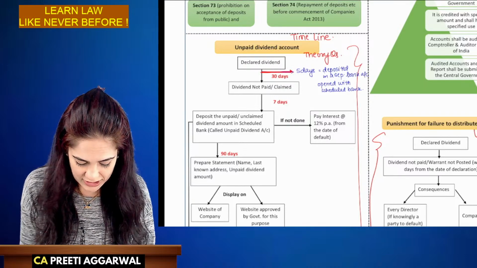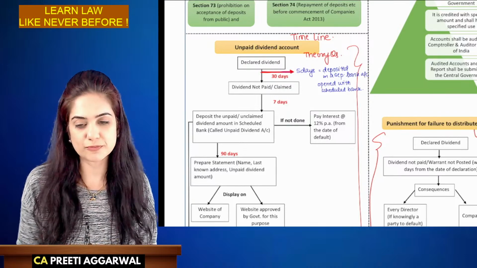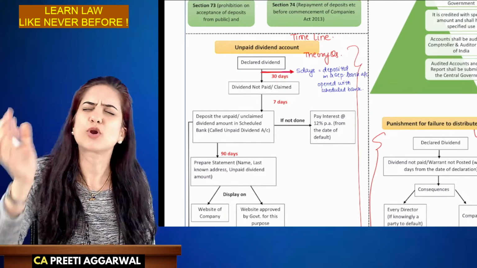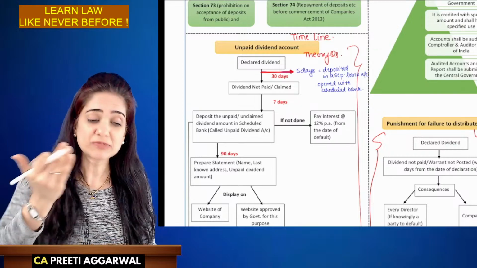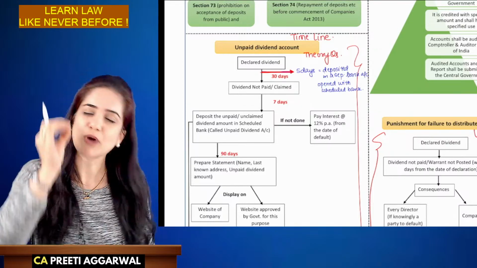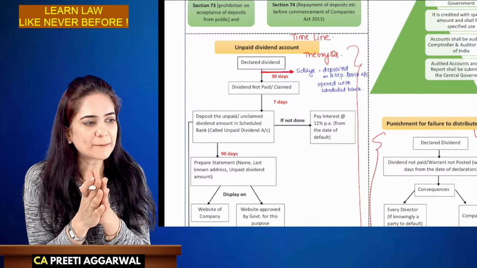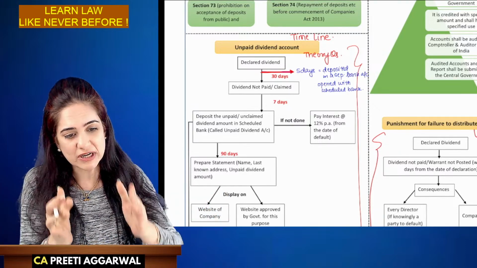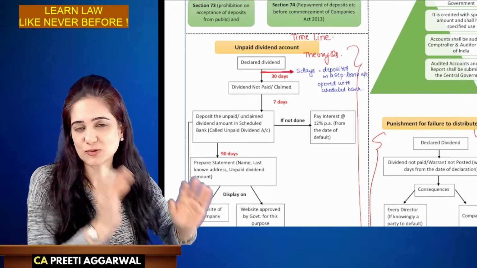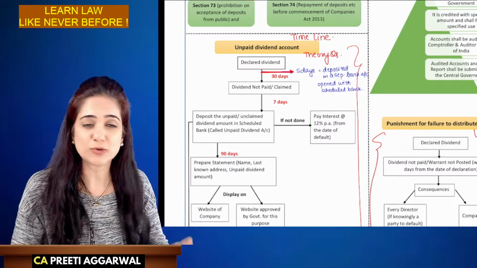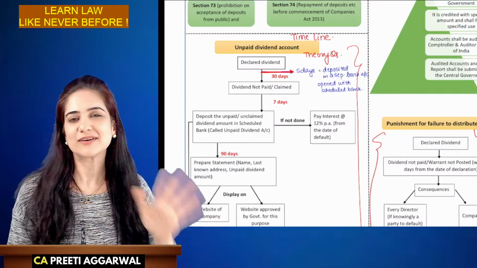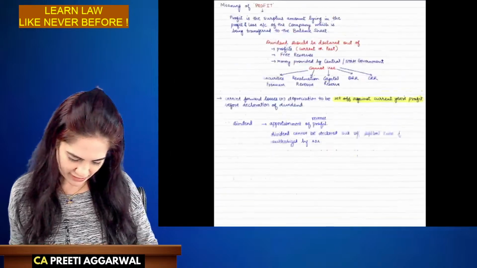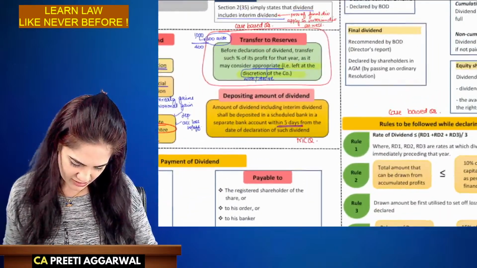The deposit is required because once the dividend is declared, it becomes an obligation of the company. It becomes a debt due by the company. You have to pay it. So what if the company utilizes that money for some other purpose? So we say that you first keep that money aside. As soon as it is declared, it becomes an obligation of the company. You keep that money aside and then you can use it for distribution of dividend. So that money has to be kept aside within 5 days.